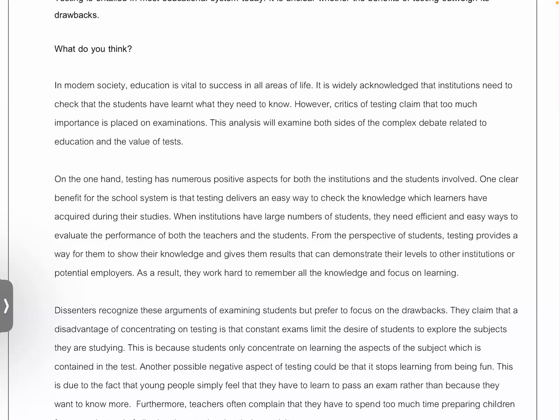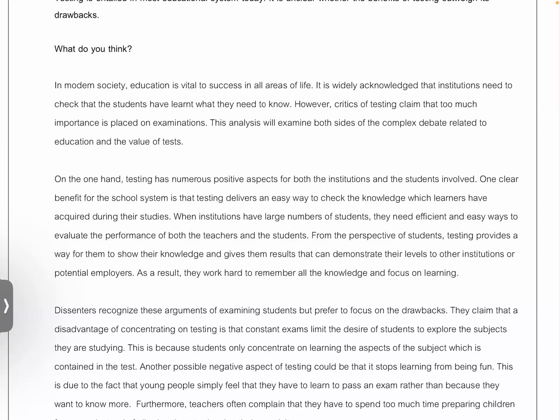Okay, another possible negative aspect of testing could be that it stops learning from being fun. This is due to the fact that young people simply feel that they have to learn to pass exams rather than because they want to know more. Yep. Okay. So it's not fun when you have a test, right? Because when you have a test, you feel that you have to work harder than usual not to fail. So the situation becomes very tense, and you might stress yourself out, and that is not fun.